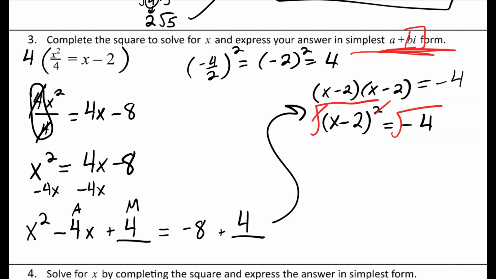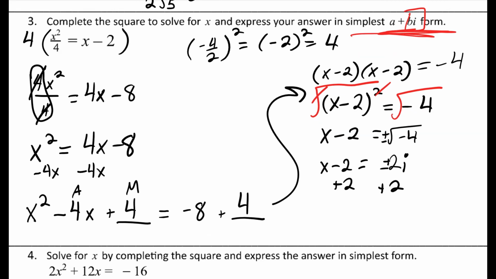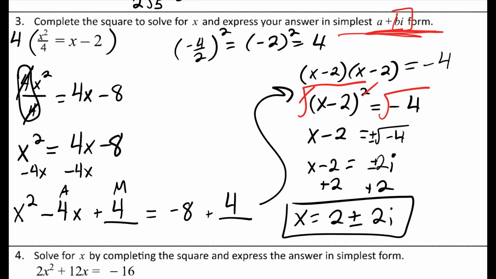So when I take the square root of the left-hand side, I'm left with x minus 2. And we need to think about the square root of negative 4. I know it's going to be imaginary, plus or minus, because there's a negative under the radical, and 4 is a perfect square. So radical negative 4 just simplifies to 2i. Just remember that it's plus and minus to represent our two solutions. And I'm going to add the 2 over to both sides. So I'm left with 2 plus or minus 2i. So this is simplest a plus bi form because my real part of the complex number is in front, and my imaginary part is in the back.